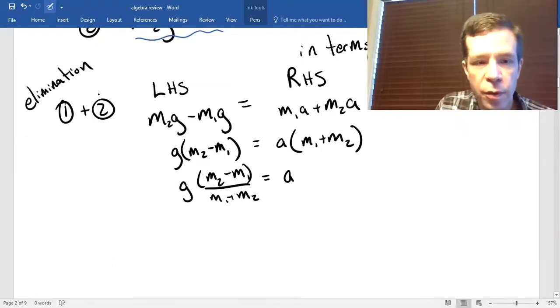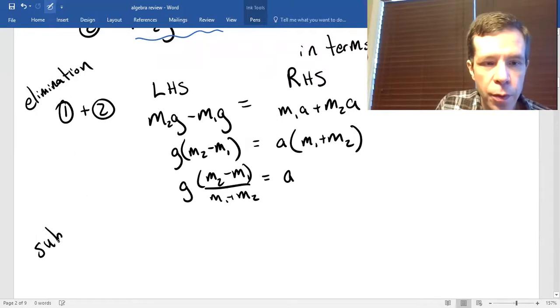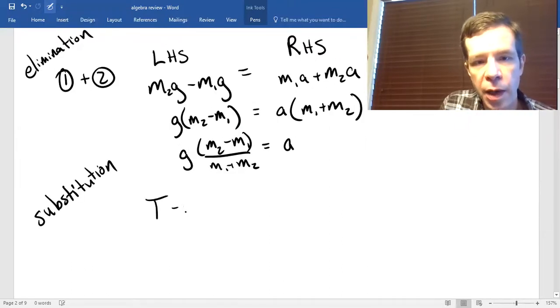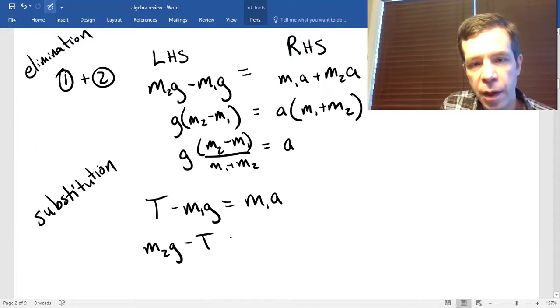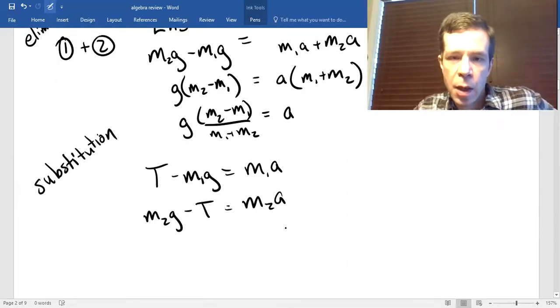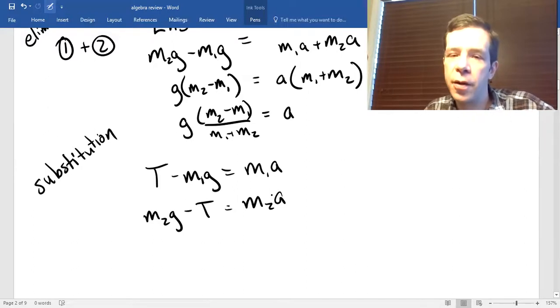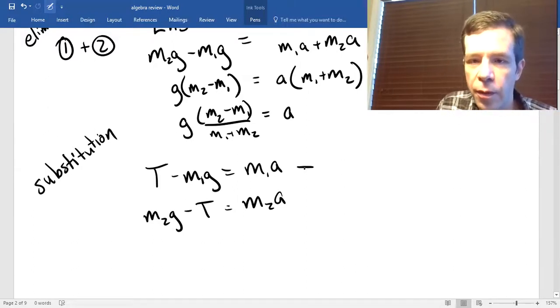We can also do substitution. So let's work through this same equation in substitution. Let's see, we had T minus m1g equal to m1a, and we had m2g minus T equal to m2a. This time, for substitution, I'm going to solve one equation for T and then plug it into the other equation to get rid of it.